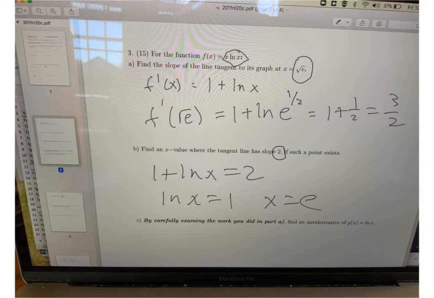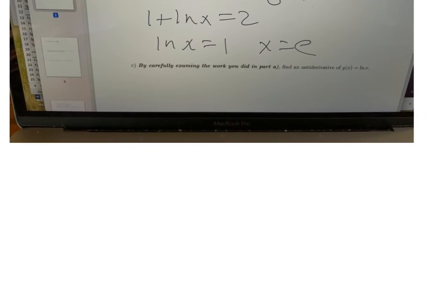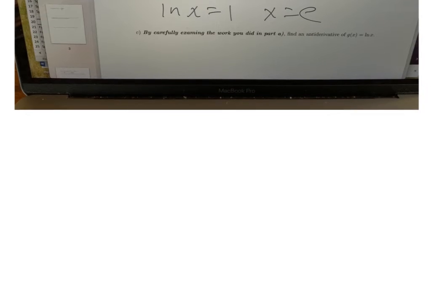The interesting part here is part C, I think. Notice it's bolded and in italics. I'm going to slide it up so I have space to work below here. By carefully examining the work in A, find an antiderivative of the ln x. Well, in part A, we showed, hopefully you did, that the derivative of x log x is 1 plus log x. If you didn't, then you're in trouble here on part C.